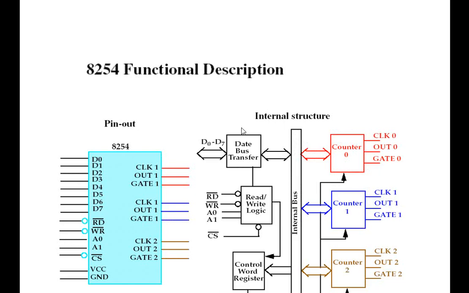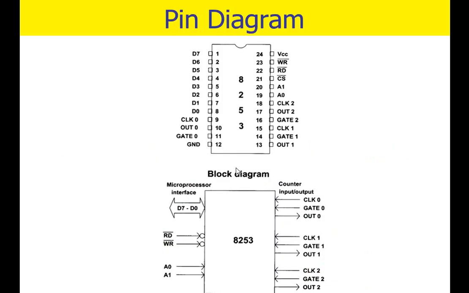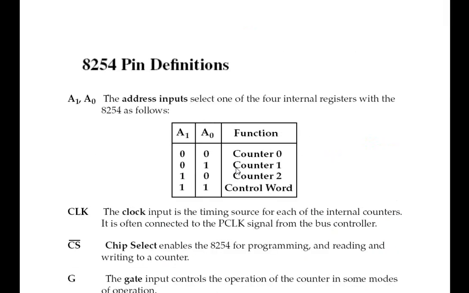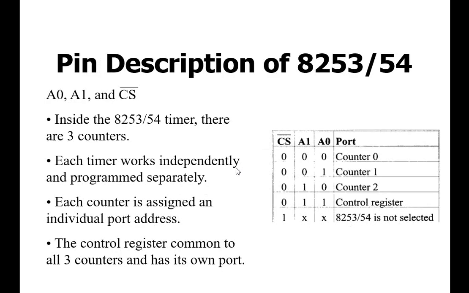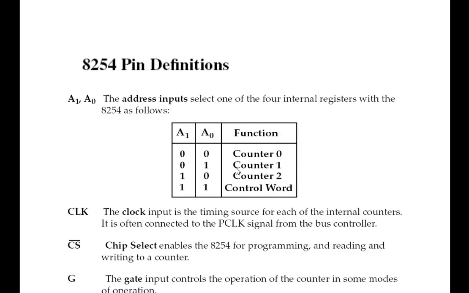From the exam point of view, the internal structure is very important, and right after that the block diagram and then the pin diagrams are important for 8253 and 8254. This diagram of chip selection is also very important for small questions.